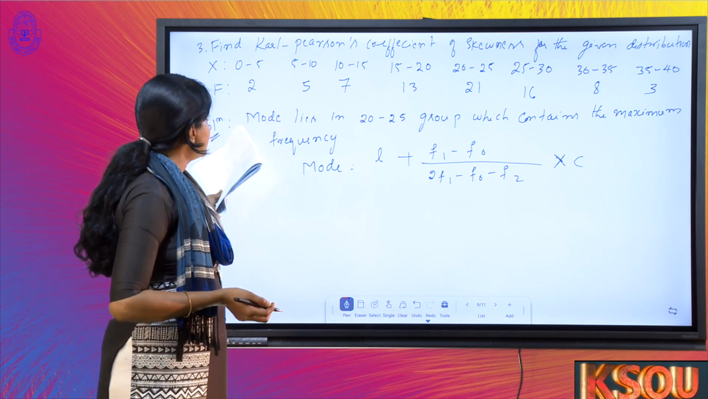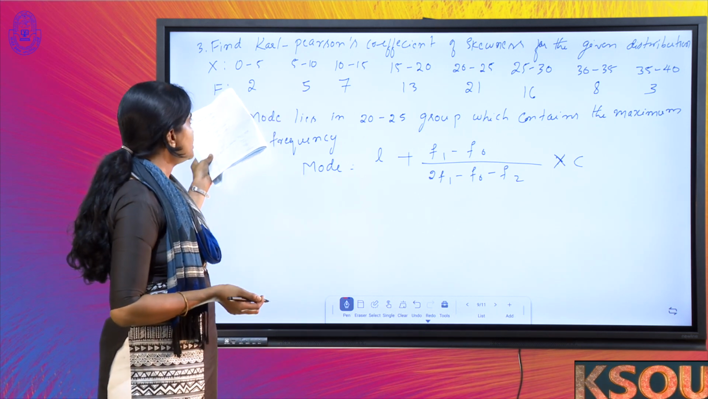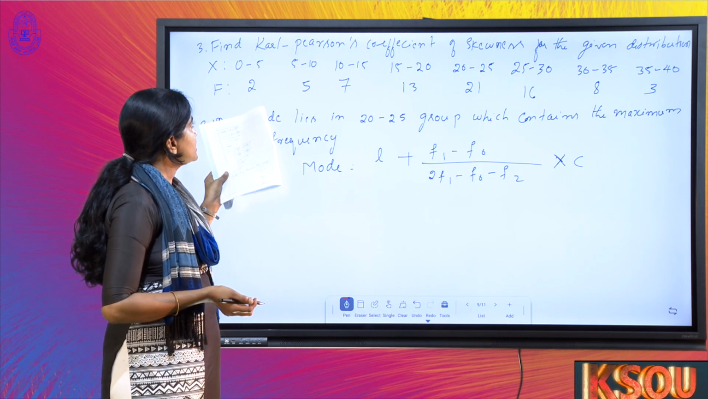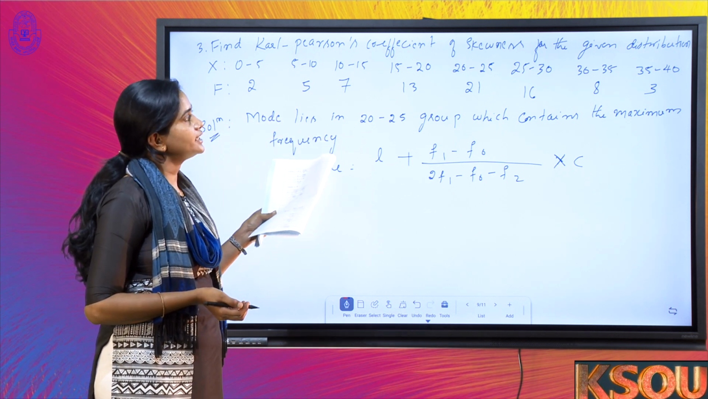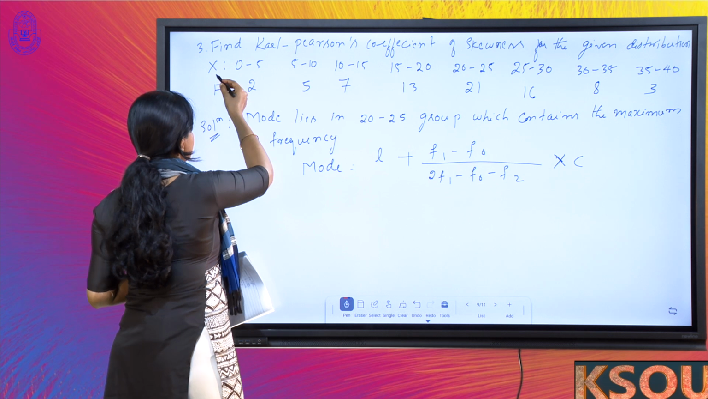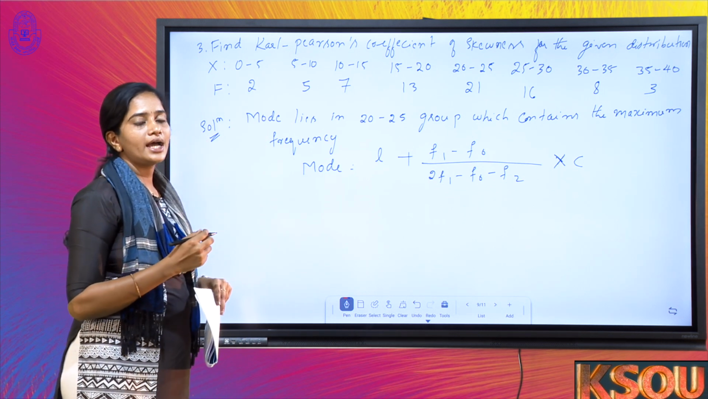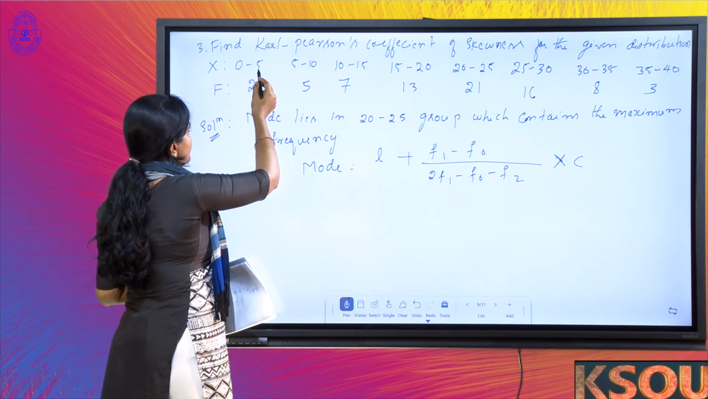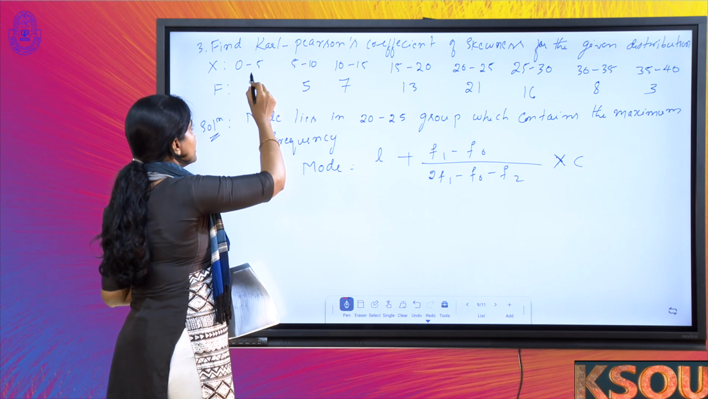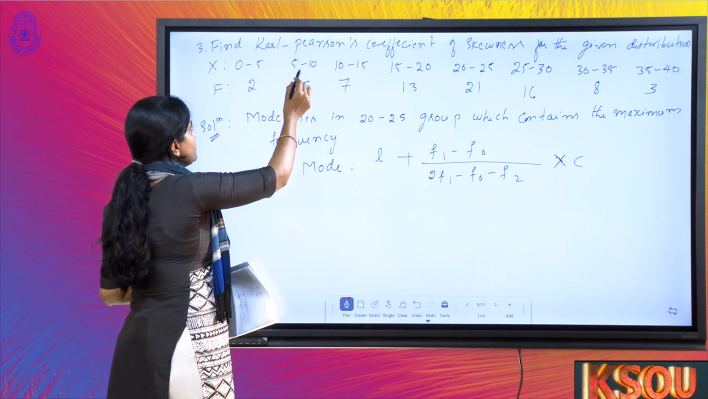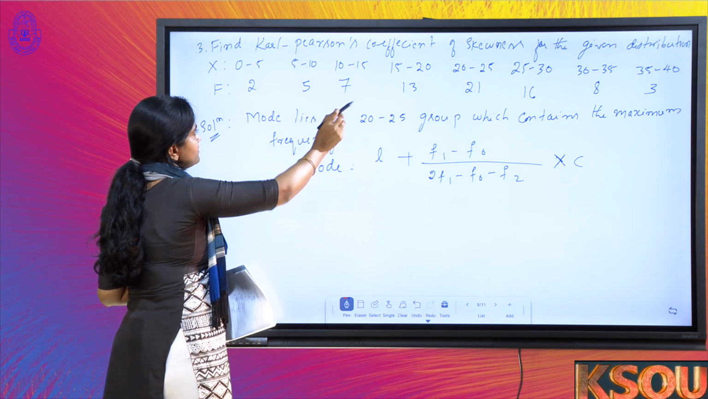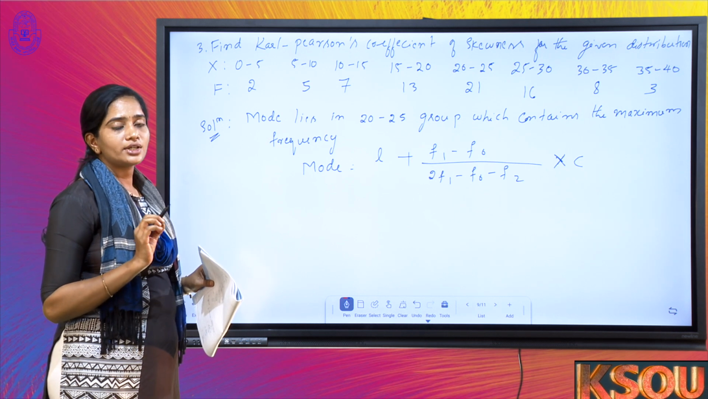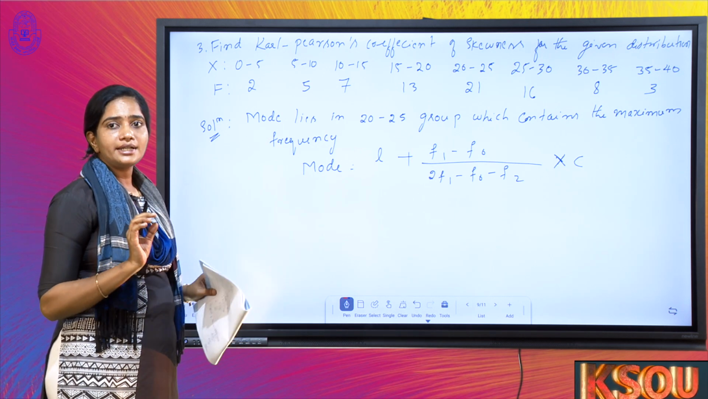So this problem belongs to the continuous series under the coefficient of skewness. Let us see this example. Find Karl Pearson coefficient of skewness for the given distribution. Here, in the previous example we had x in the discrete form. So in this problem we have x variables in the continuous form, that is, class intervals 0 to 5, 5 to 10, like that. So corresponding frequency values you have. Under this you will have to calculate the mean, mode and standard deviation values.